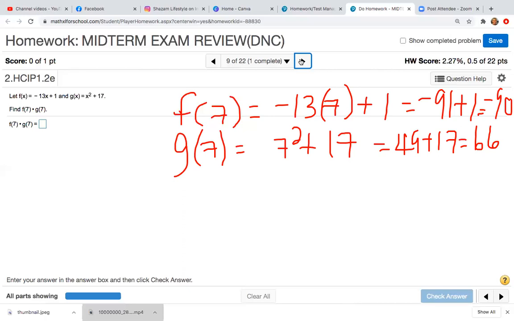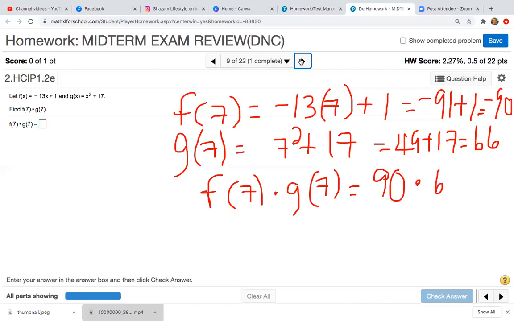Now, they wanted us to find the product of f of 7 and g of 7. So now we're going to do a quick substitution: -90 for f of 7, 66 for g of 7, and then we're going to multiply them together. Unfortunately, I can't think of that off the top of my head, so let me just drop this into a calculator, okay? And get the answer. So this one is 5940, guys. And that's it, 5940.